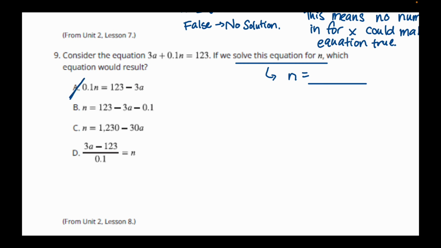So we're not going to have a because n is not by itself. Now let's look at the rest of what we have here. So we would have to start with the 123 and subtract the 3a. So we are going to have something subtracted, and you kind of see that in each piece. You see the 123 minus that 3a, and in this case they have an extra 0 on the end, or here they're divided by 0.1.